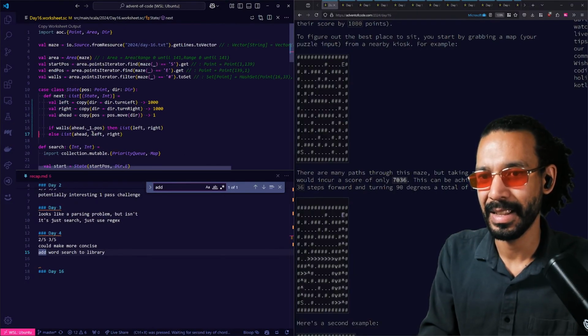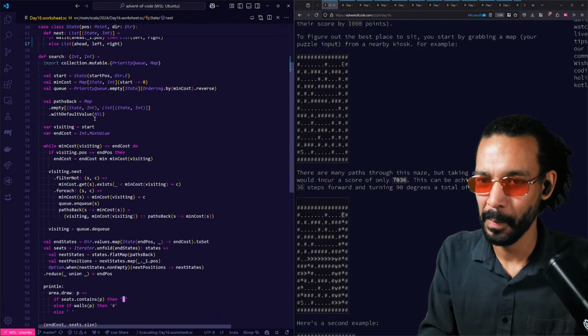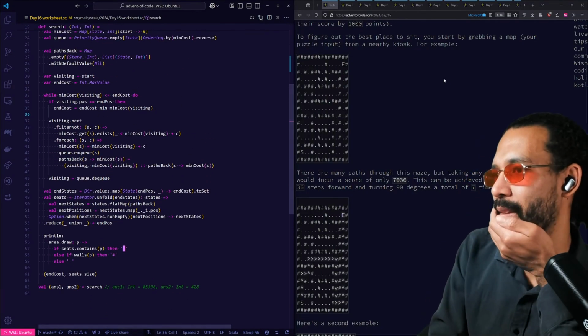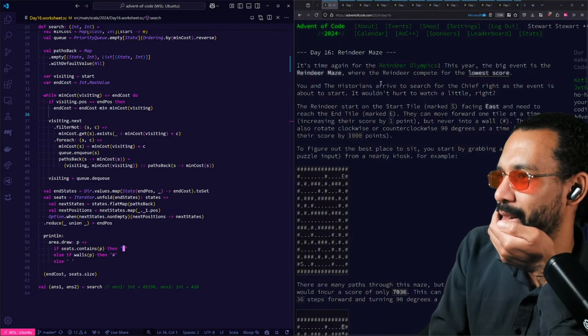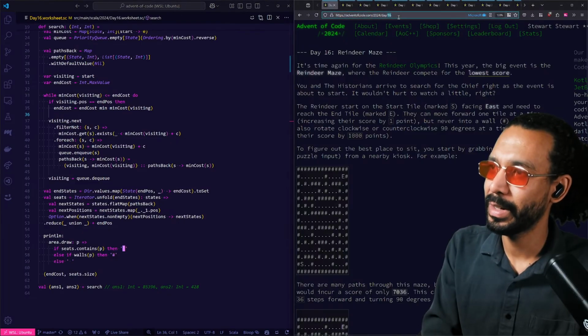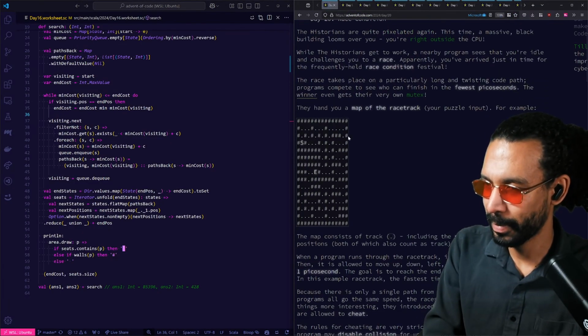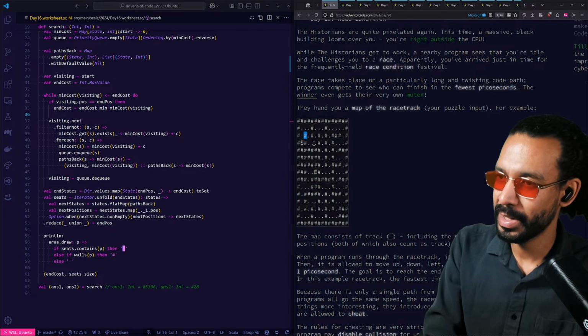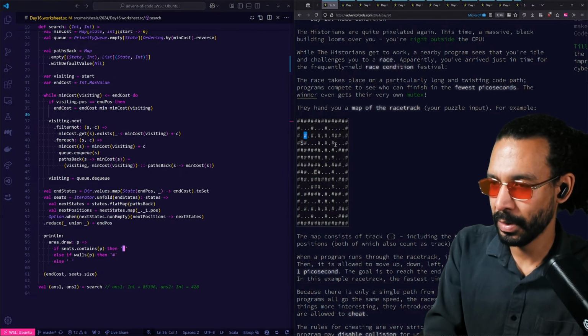In fact, is this the cheating one? No, no, no. We're talking about day 20. Jeez, I'm on the wrong page. Yeah, I mean, so for the cheating, there is only one path. So you don't even need to Dijkstra.